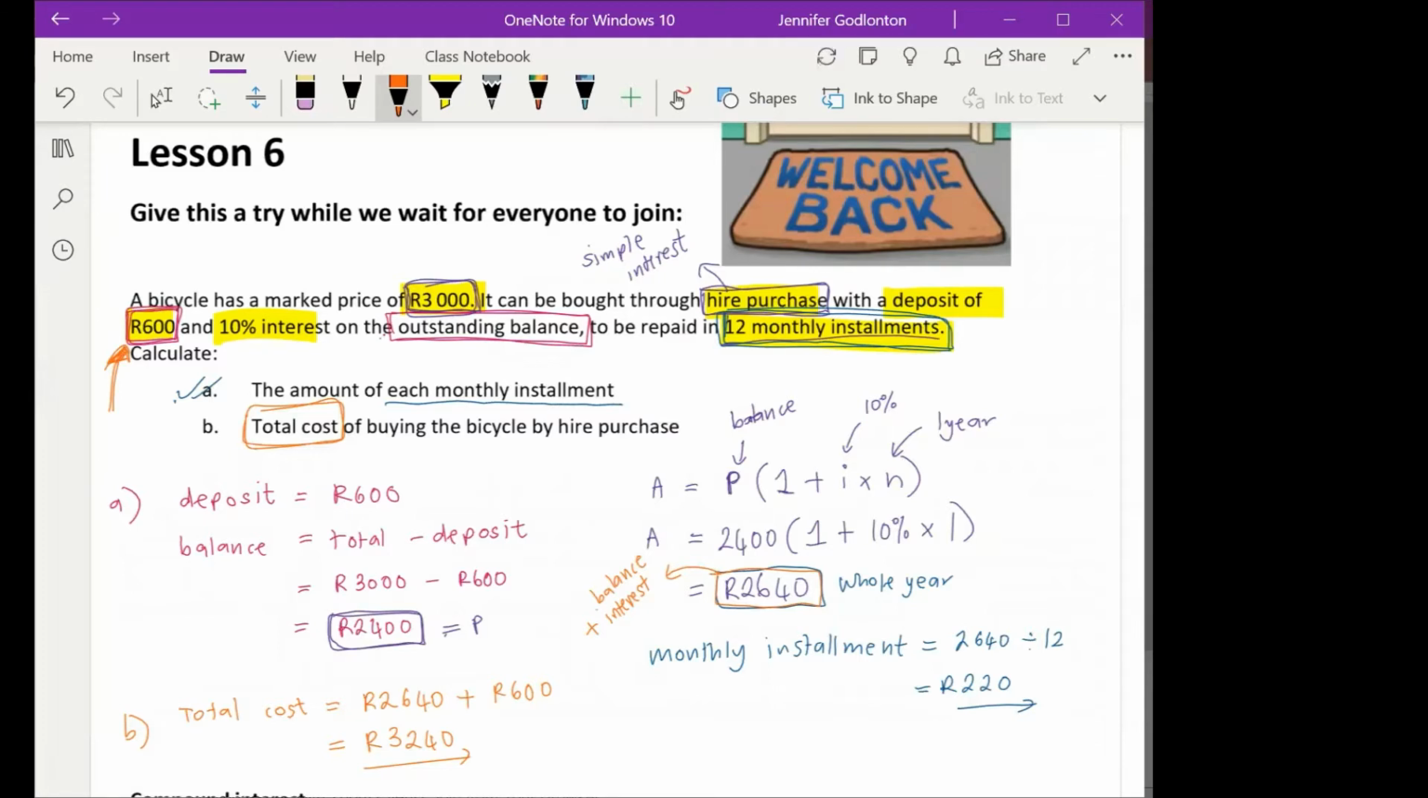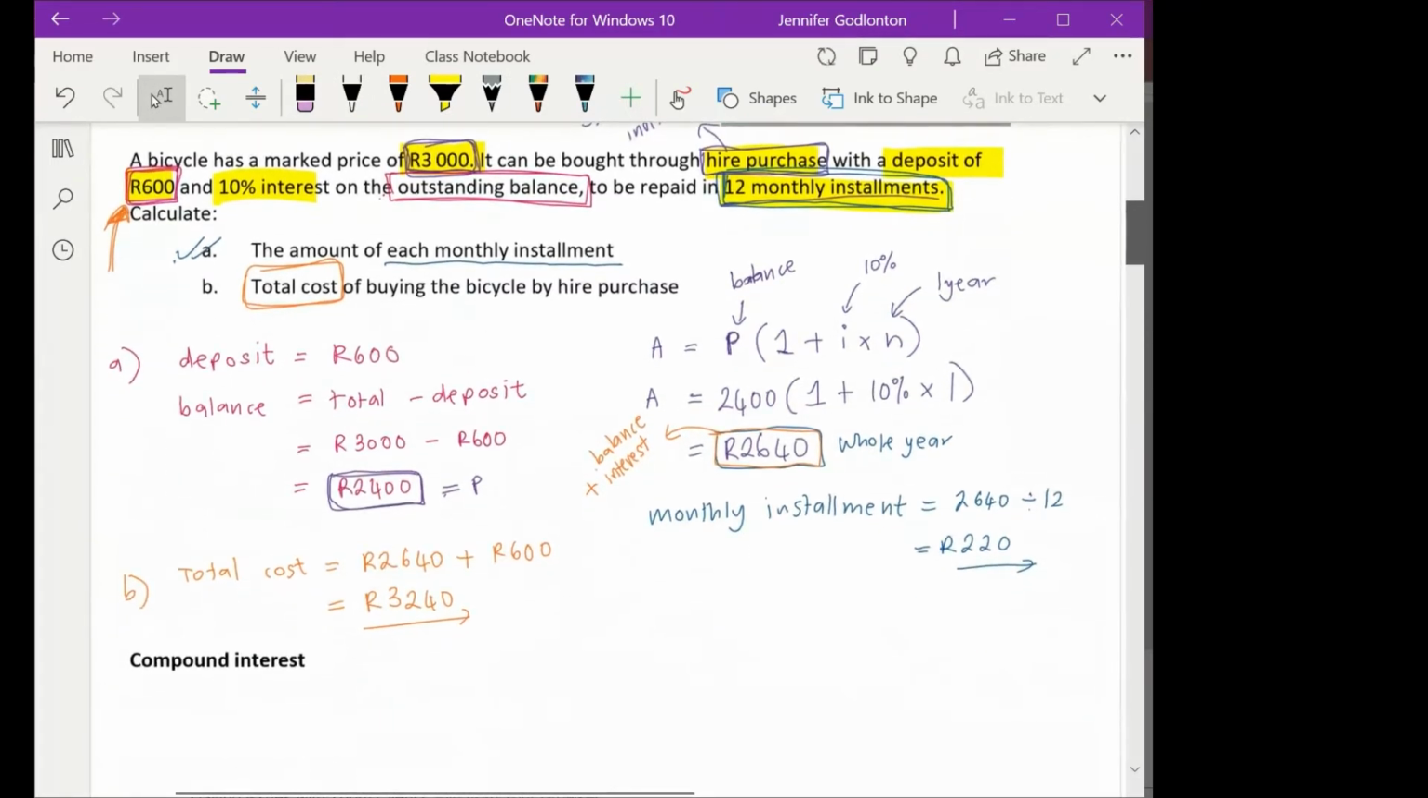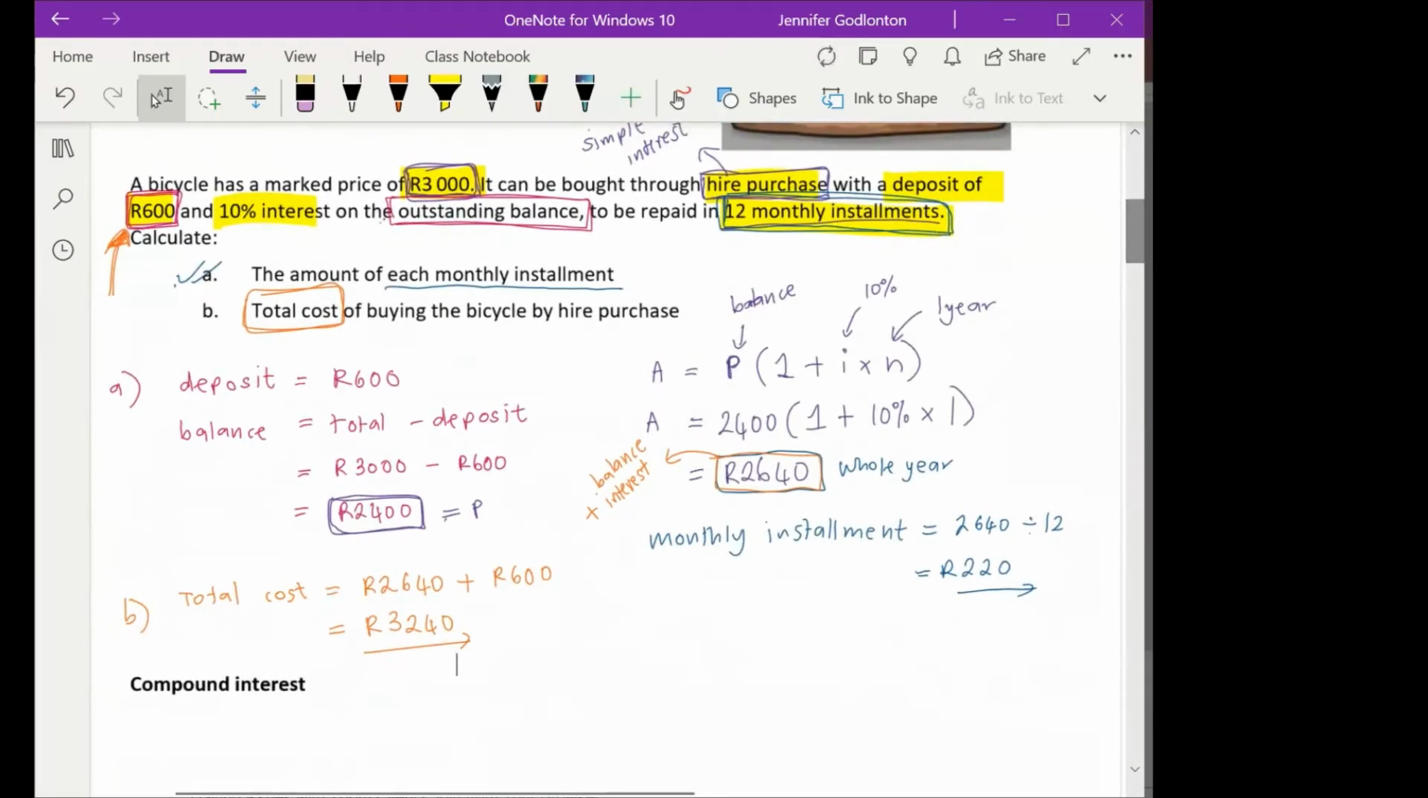So we had to look at deposit, we had to look at balance, we had to look at doing a simple interest formula, we had to look at a monthly installment, and then we had to do a total cost. So this had a little bit of everything. And you did really well. So just remember to break it up for yourselves. And always show all your working, because your maths teachers can only give you marks if they can see what you've done.